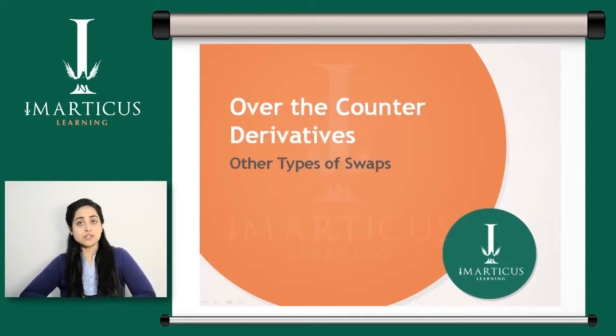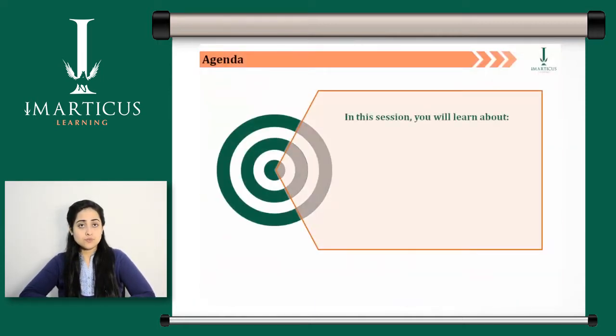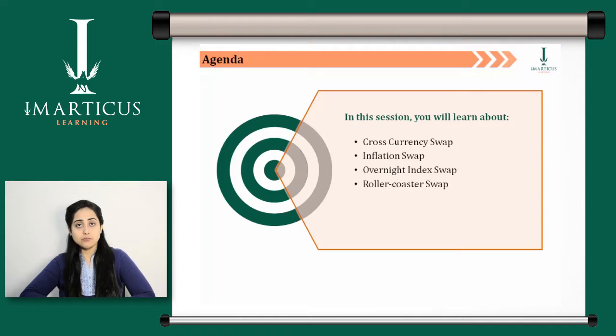We have already learnt about IRS, CDS, FX and commodity swaps. Believe it or not, there are still more types in the swaps basket. In today's session, you will learn about some other type of swaps. In this session, you will learn about cross-currency swap, inflation swap, overnight index swap and the oddly named rollercoaster swap.